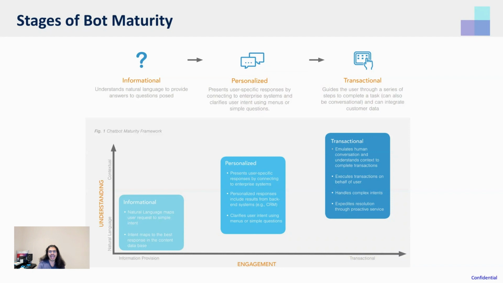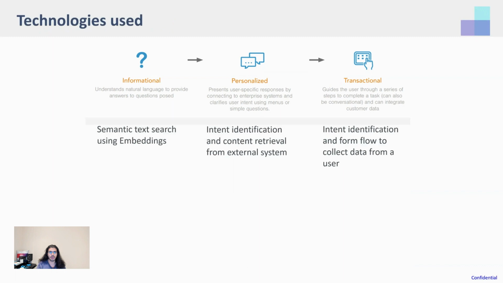So we're going to look at how we can utilize OpenAI and AI technology to do each and every one of these throughout this series. So let's start with what technologies will be used for each one. First, informational bots will use semantic text search using embeddings. I'm going to explain that further in my next video. Personalized uses intent identification and content retrieval from external systems. And then transactional uses intent identification and form flow to collect data from a user and keep that conversation going.